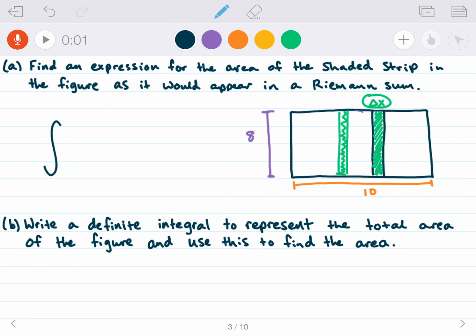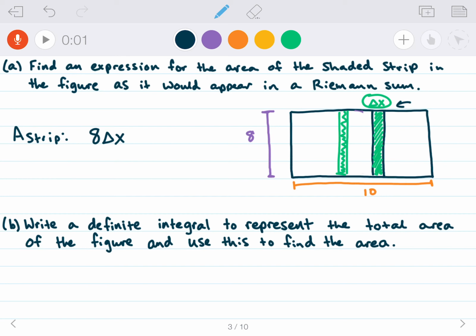So let's set up an integral. Actually, part A just wants to know, write an expression for the area of the strip. So the area of a single strip, well, the width is delta x, as we said, and the height is going to be 8. So it's just delta x times 8, or 8 delta x might be a better way of writing it.